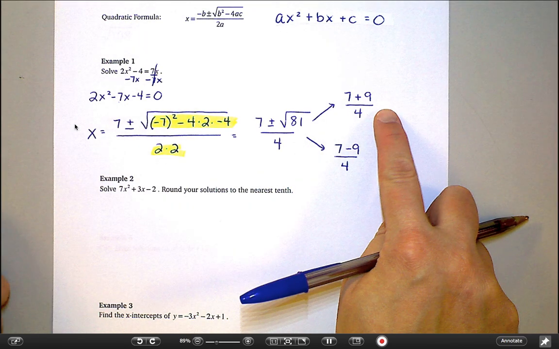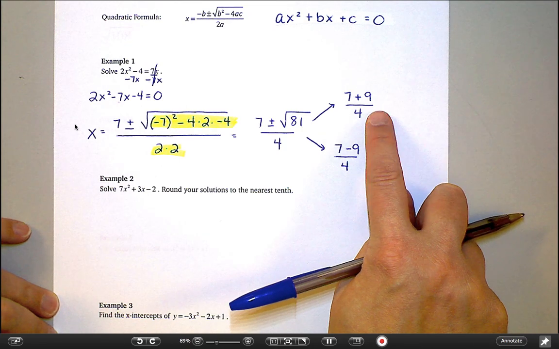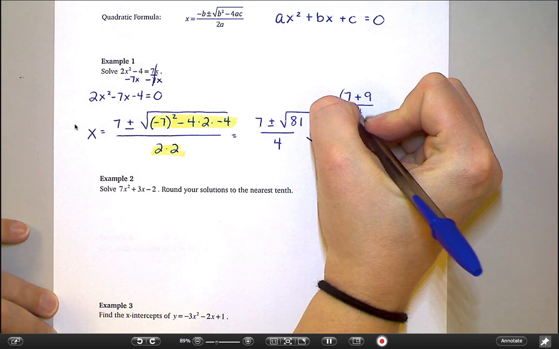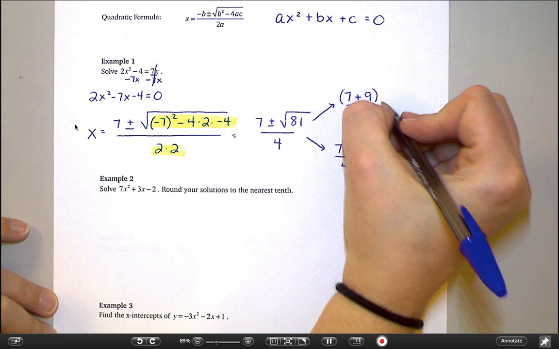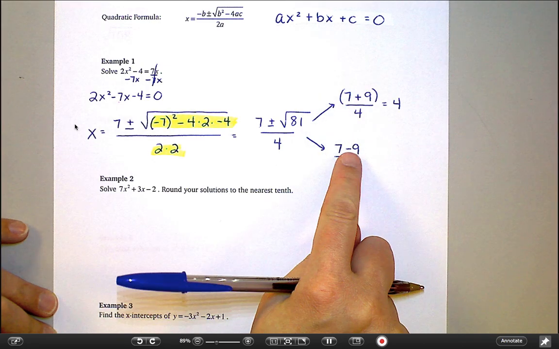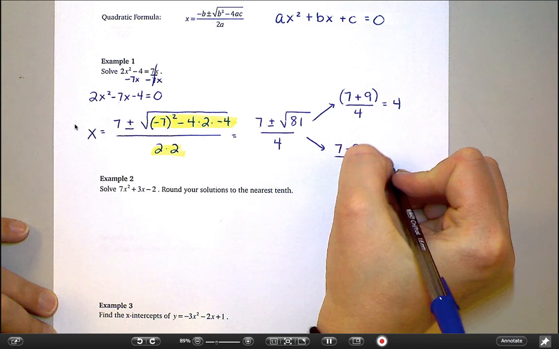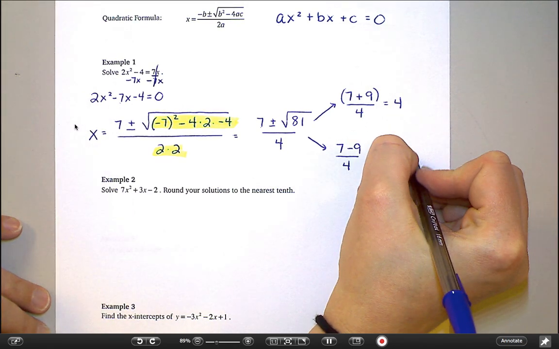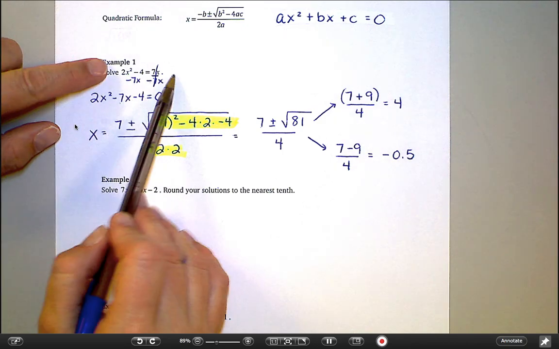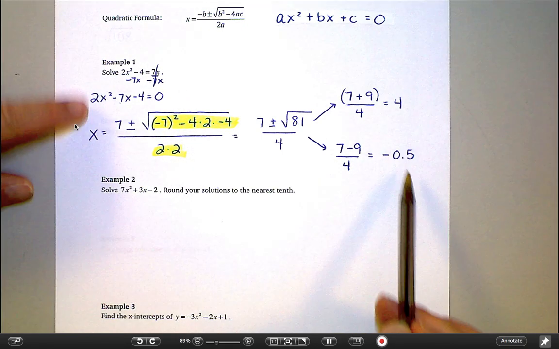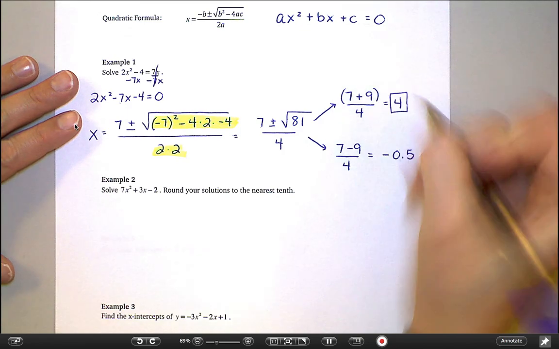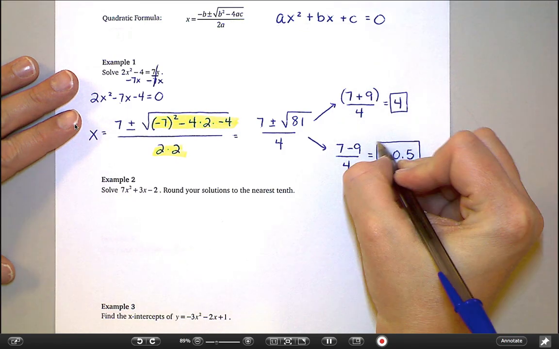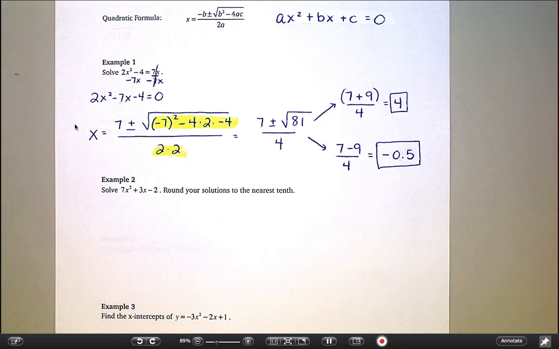When you do this part, hopefully your brain will just do the work for you, but if you need to use your calculator, do make sure that you put parentheses around that top piece. This is really just 16 over 4, which is 4. And then this would be negative 2 over 4, which is negative 1/2 or negative 0.5. Okay? And so that means in this original equation, if I had plugged in a 4 for x or a negative 0.5, I would have come out with a true equation. These are my two final answers here. And in most cases, you are going to end up with two answers. We're going to talk later this week about some other situations.